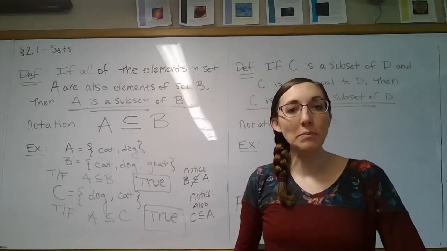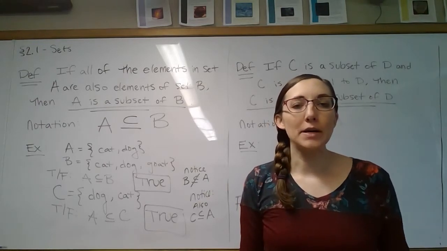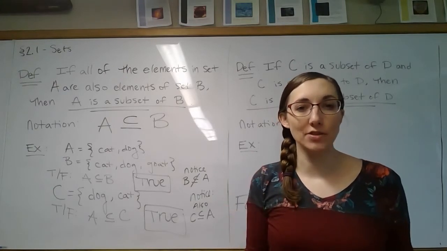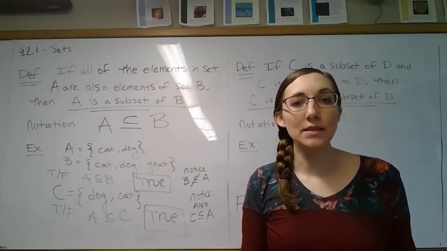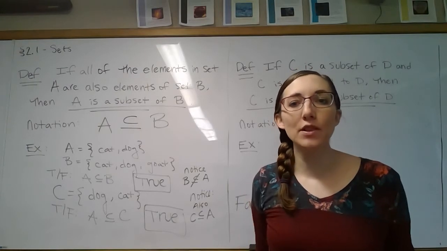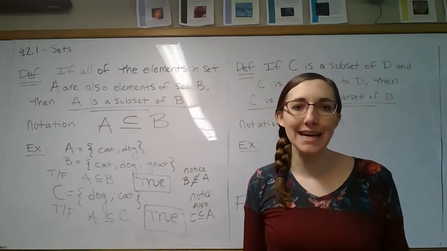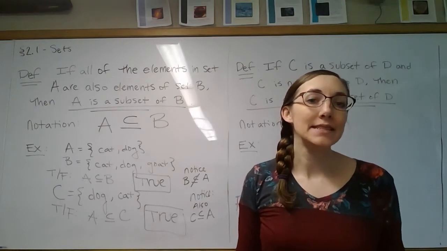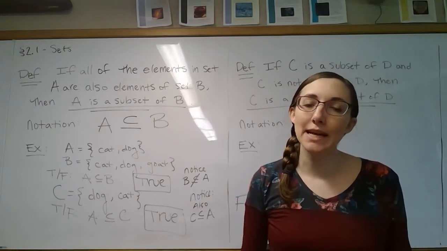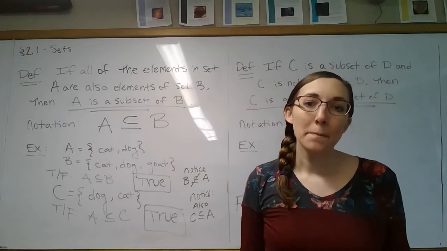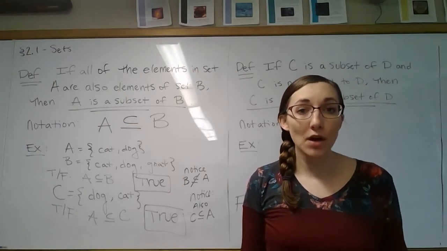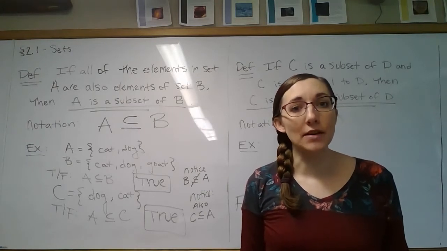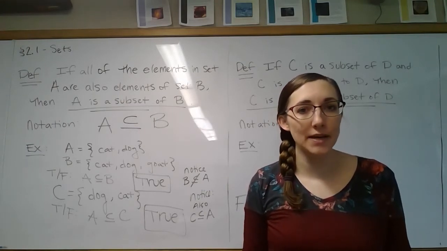So most of the time, subset has a strict ordering to it, but there are instances where you can flip it around. Notice if we look at what's true about A and C, they actually contain exactly the same elements, which we learned in the last video means that they are equal. So equal sets, by definition, are subsets.